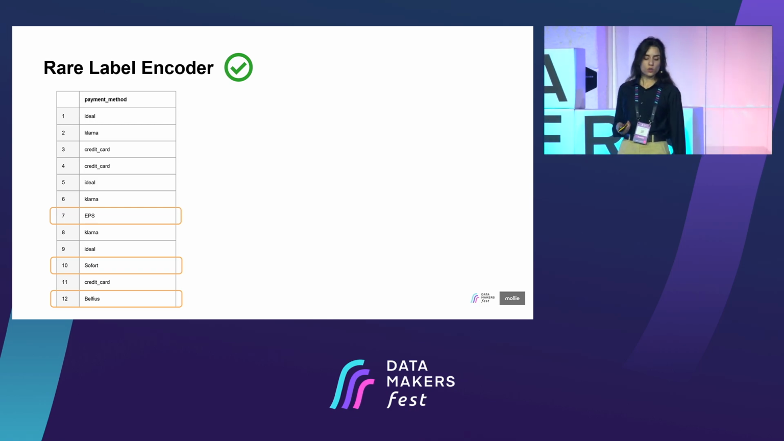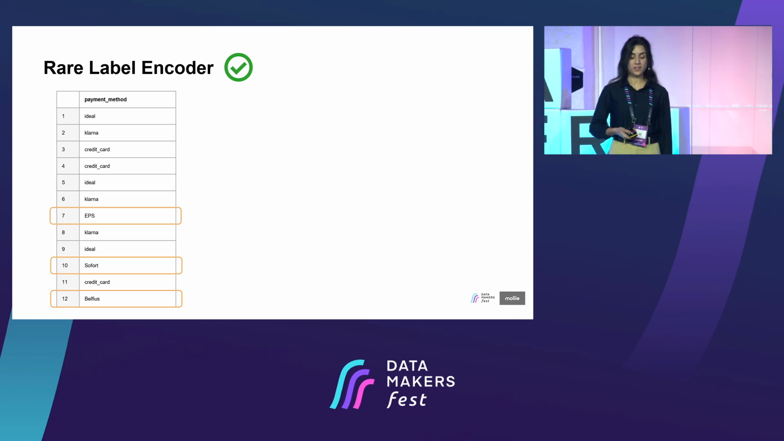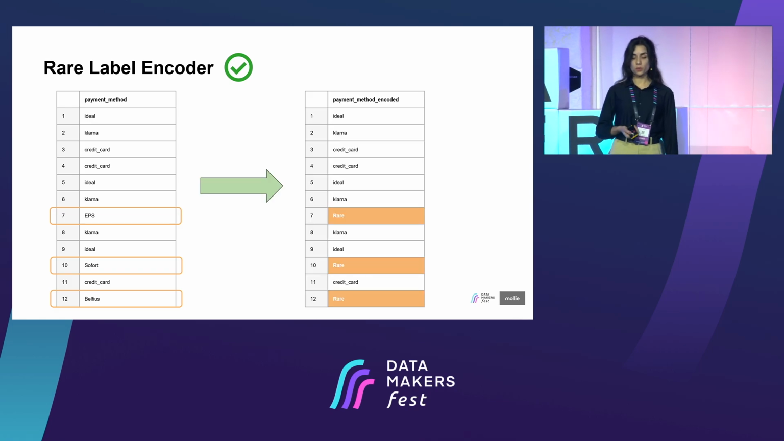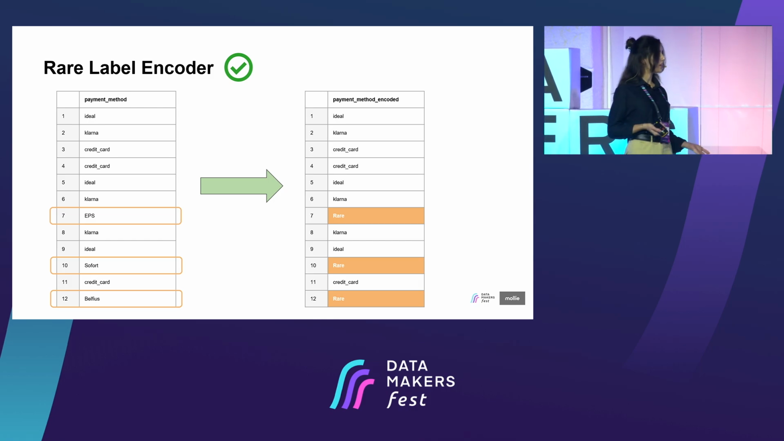And this is not sufficient to teach a model anything. Probably it will start overfitting. So what can we do instead? We can group all of these together into one rare label category. Basically, we're just grouping everything together in one new category that we will treat all together.